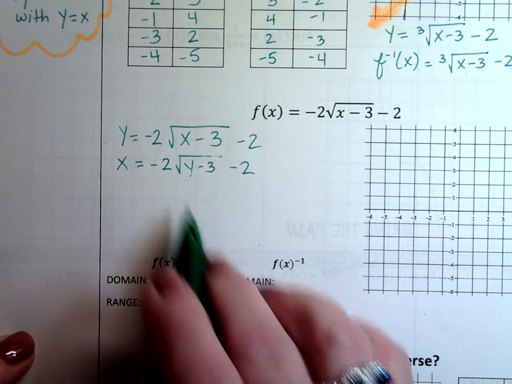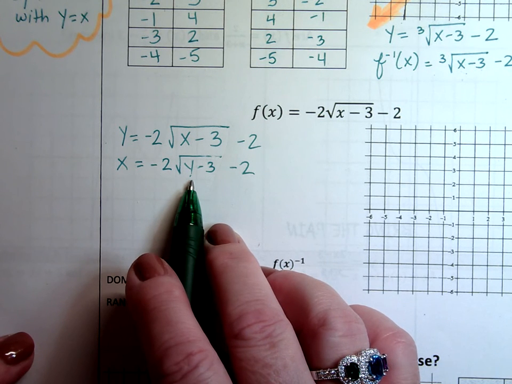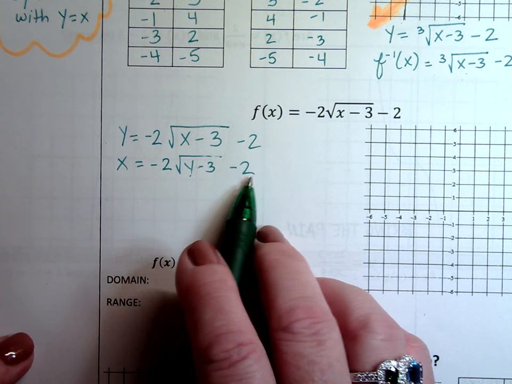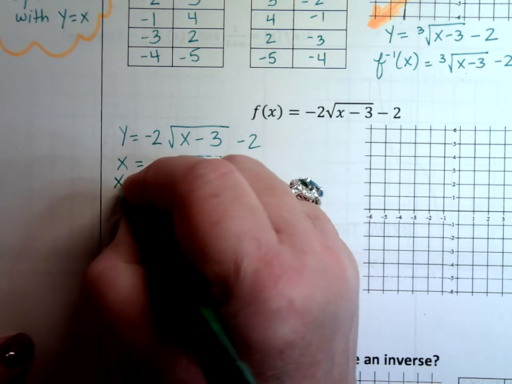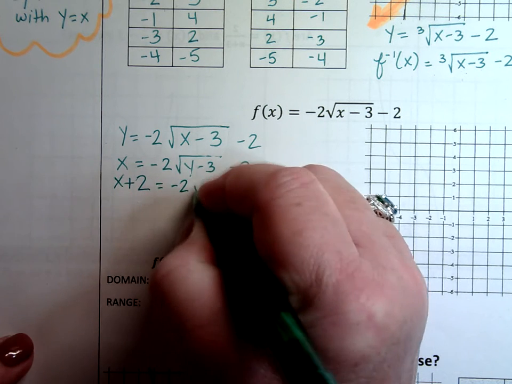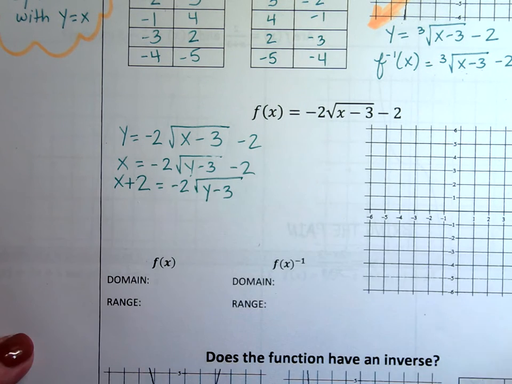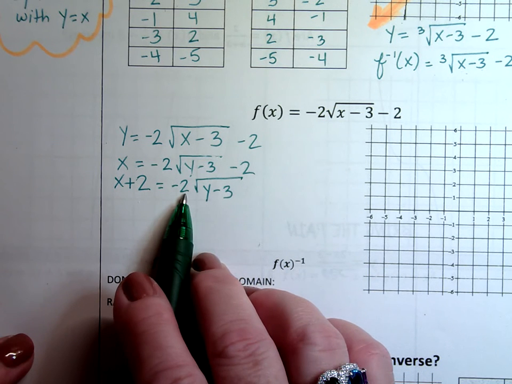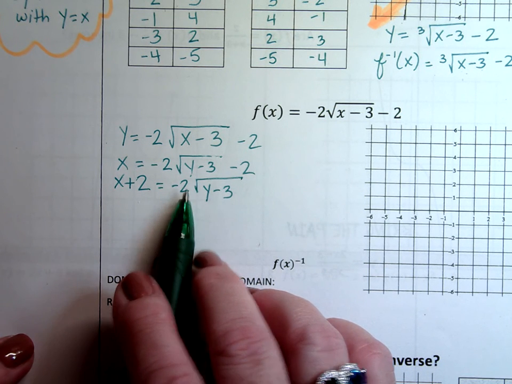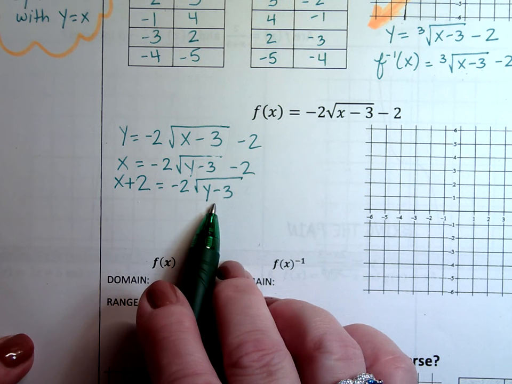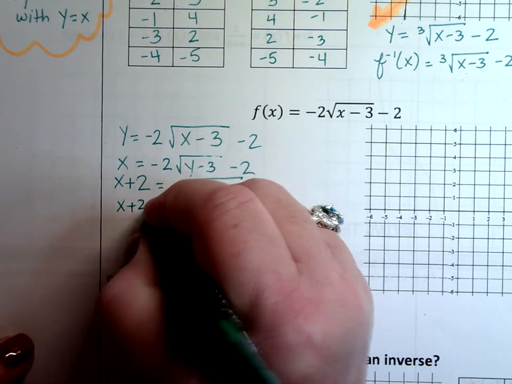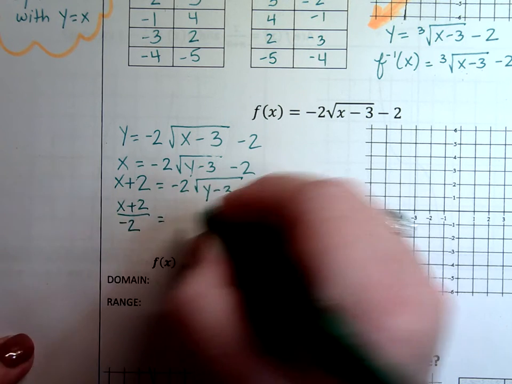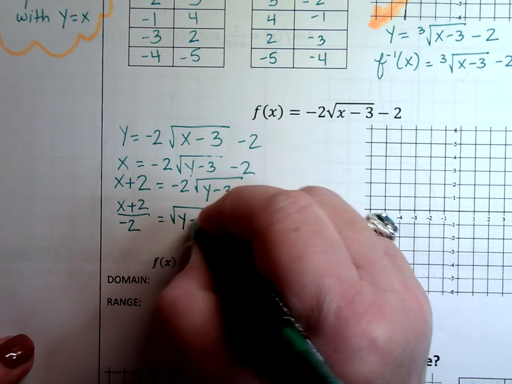Solve for the new y. Well, the new y is hard to get to. You got to dig to get to him. So the first thing you're going to do is take this -2 and flip it to the other side and get an x plus 2 equals -2 square root of y minus 3. Again, you're digging to get to the y. So your next step is to divide by this -2. You want to get this piece with the square root by itself so that then you can undo the square root. So I'm going to take x plus 2 divided by -2 equals the square root of y minus 3.